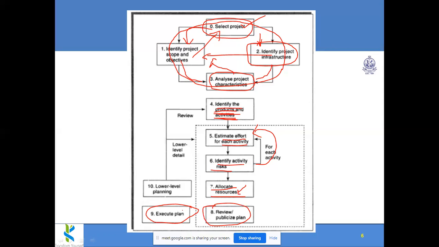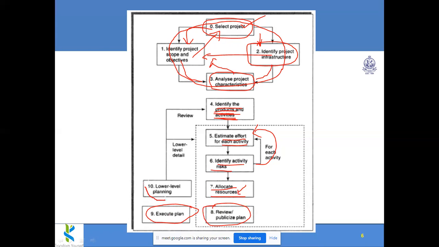Like if it is a very delicate project, daily he has to review what happened, what they did, what happened in the progress. If it is not that delicate a project, weekly once or 10 days once he can check. That depends upon the project.